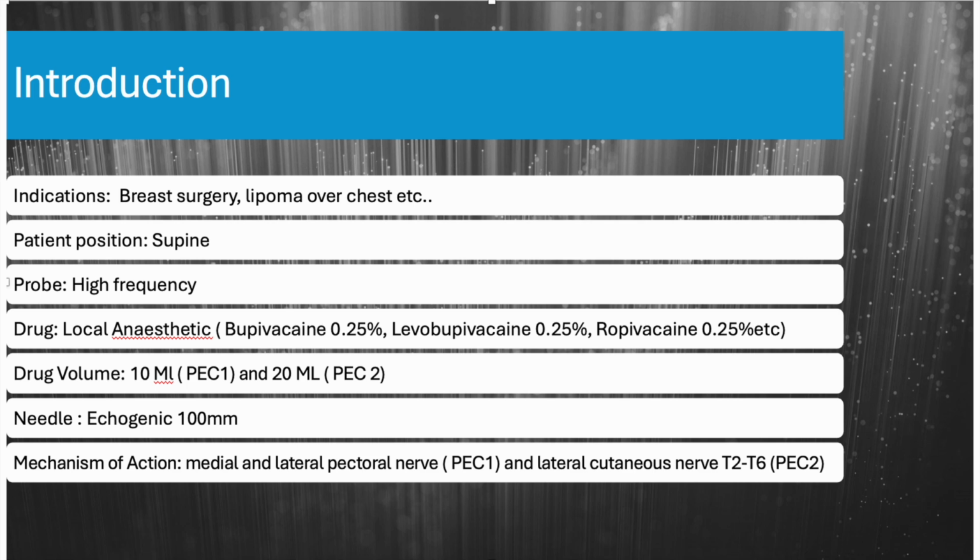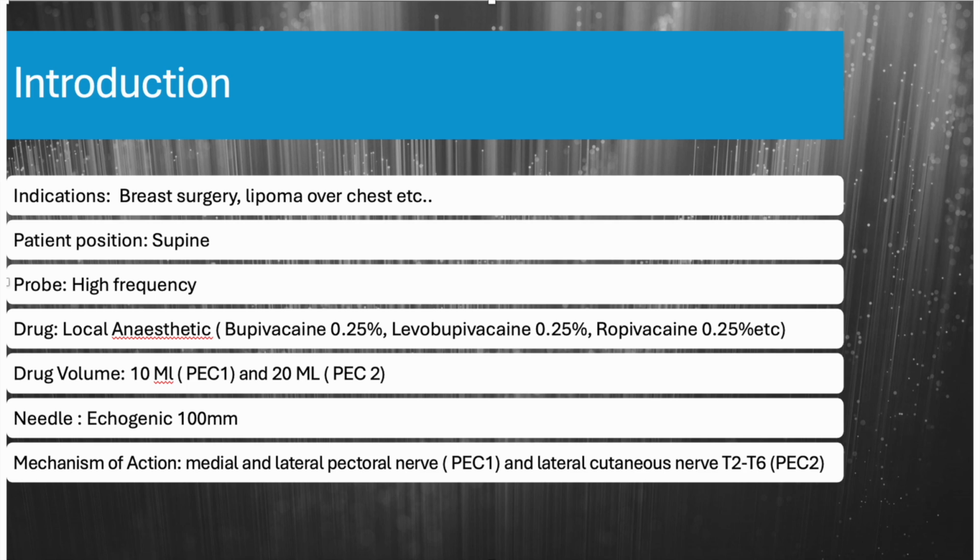The patient should be placed in a supine position to perform the PEC1 and PEC2 block, and usually we use a high frequency linear probe. The local anesthetics commonly used are bupivacaine 0.25%, levobupivacaine 0.25%, ropivacaine 0.25%, and the volume given is 10 ml in the PEC1 block and 20 ml in the PEC2 block.